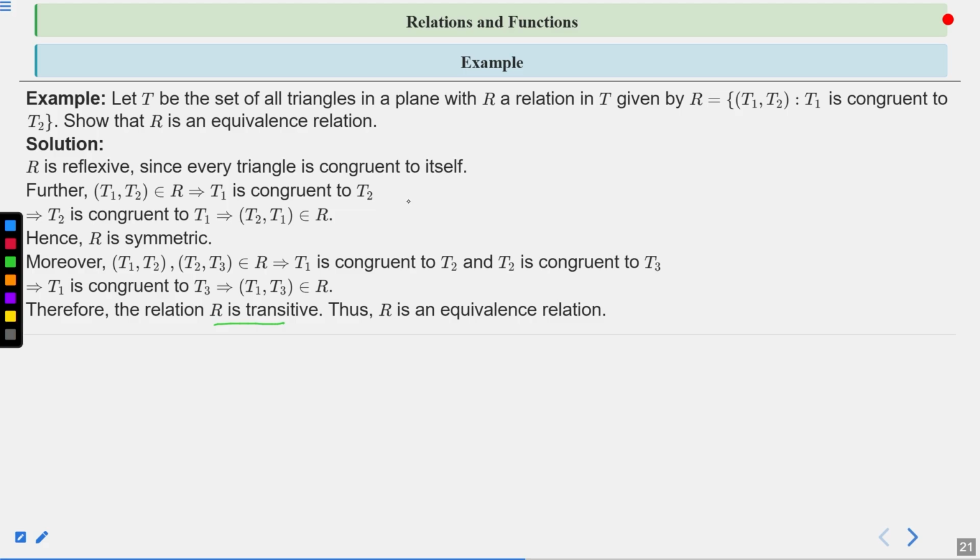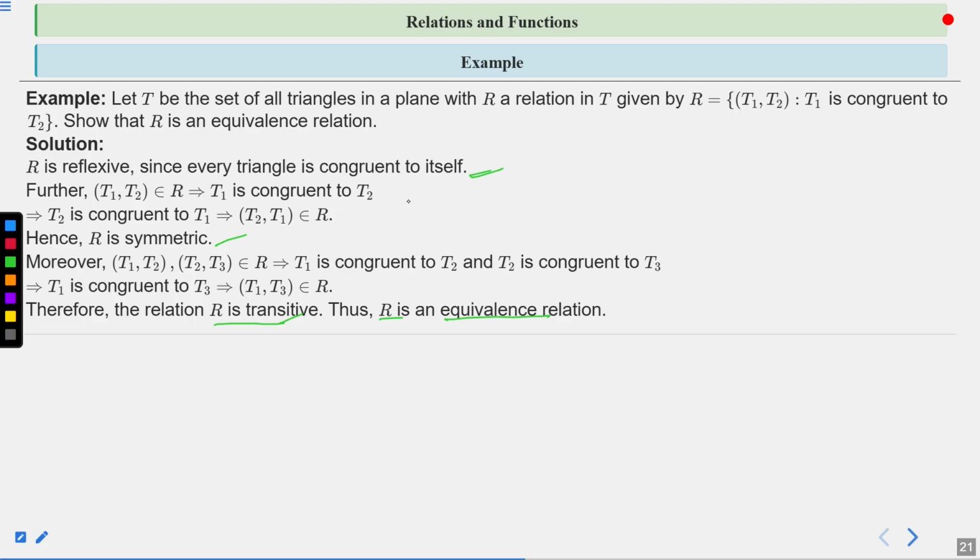So far we have seen R is reflexive, R is symmetric, R is transitive. So our given R is an equivalence relation. Clear? I hope it is clear.